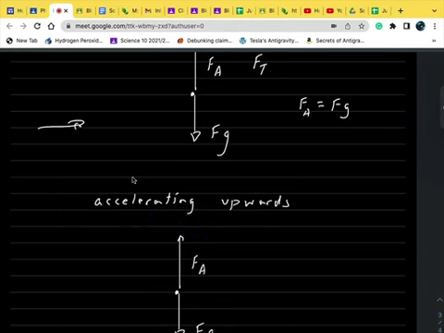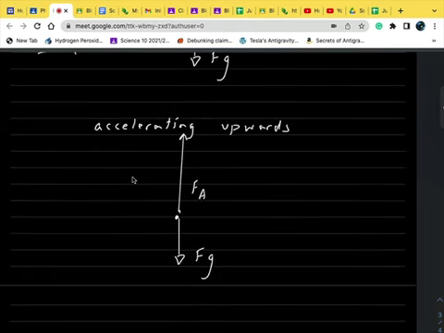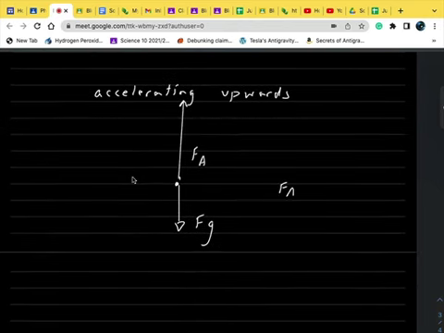I don't need to get rid of that. I need to get rid of this. How do I vary it? If it's this elevator, let's say, it's accelerating upwards. How does the FA compare to the weight? Longer. Yeah, if it's shorter and it's moving upwards, it's eventually going to slow down. If it's the same length, it'll just keep moving at constant speed, so it's got to be longer. FA is bigger than FG.